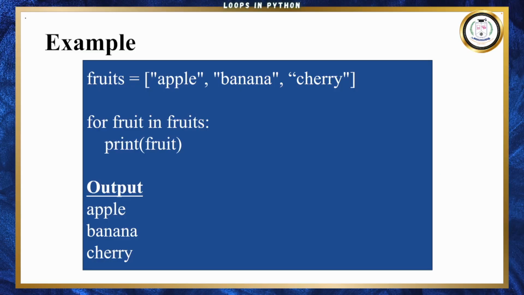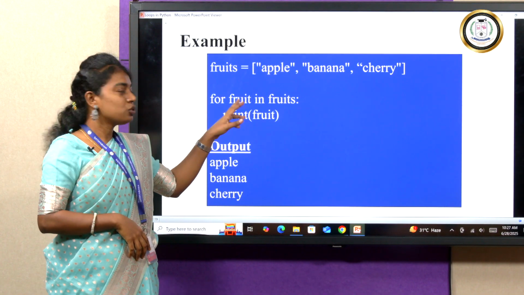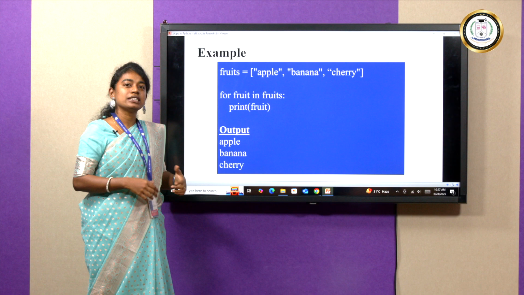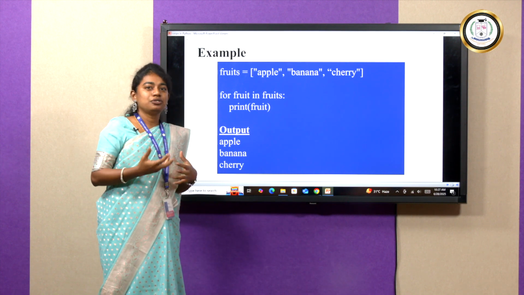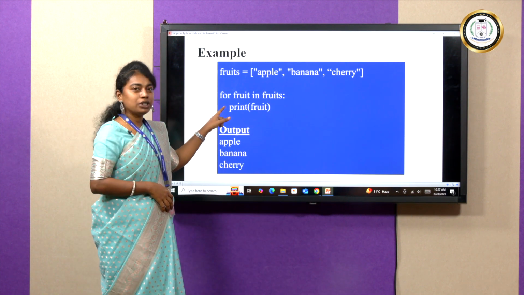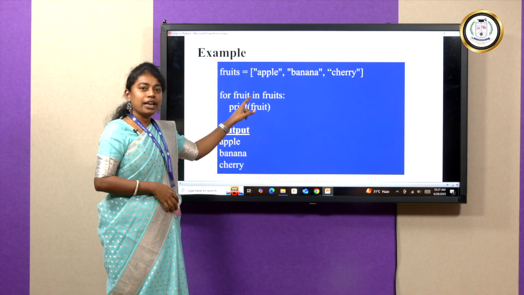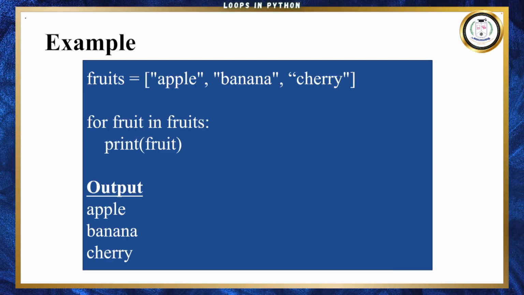Here you can see the example. I've created a variable called fruits, and I'm creating a list. Whenever you see square brackets in Python, that indicates it's a list. I've given three fruit names: apple, banana, and cherry. Now I'm going to loop inside it and print all the fruit names. For is the keyword, here I'm using the variable name fruit, in is the keyword, and fruits is the list name. Now I'm printing the fruit.